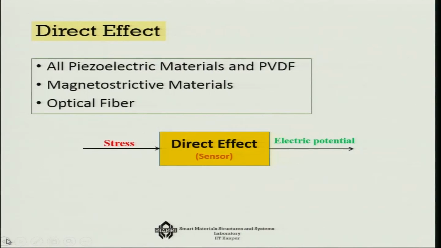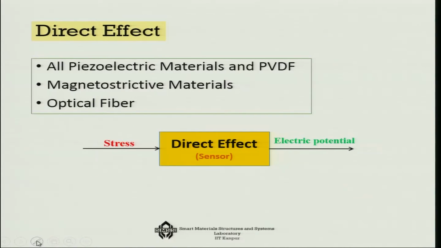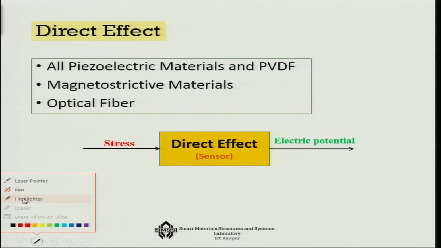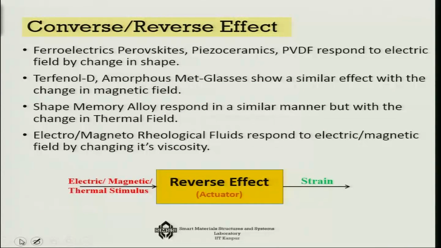We are talking about the direct effect, and this direct effect is available in piezoelectric materials, and also in a material which is a polymer, and this polymer is actually known as PVDF, polyvinyl fluoride. Now it is also available in magnetostrictive materials and in optical fibers. Remember that the direct effect means you are applying stress and you are finding a change in electric potential or in magnetization.